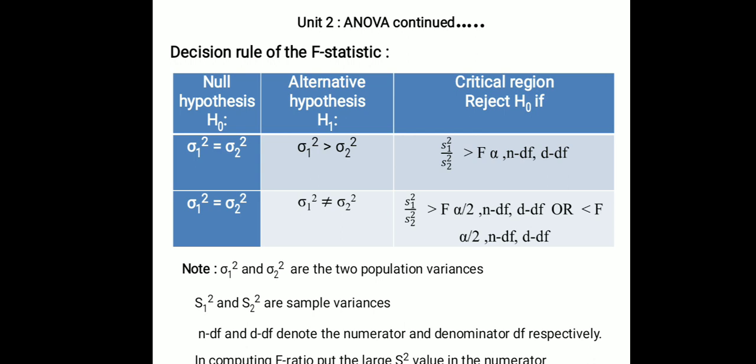Therefore, if alpha, the level of significance, is 5%, that is 0.05, then alpha by 2 is equal to 0.025. So I have to refer to the table in the column 0.025. NDF and DDF denote the numerator and denominator degrees of freedom respectively.